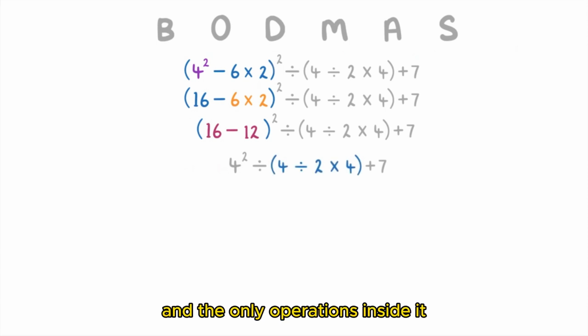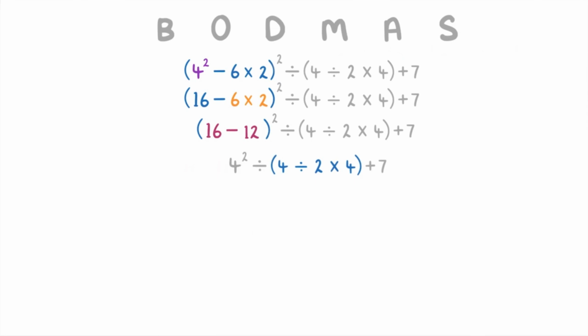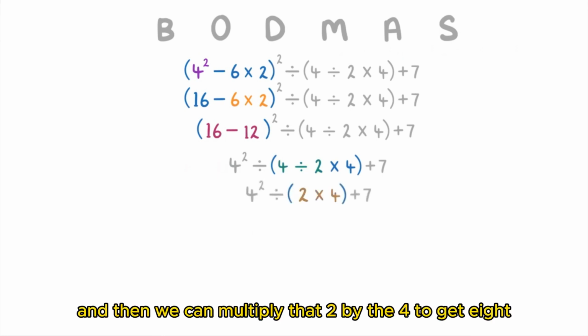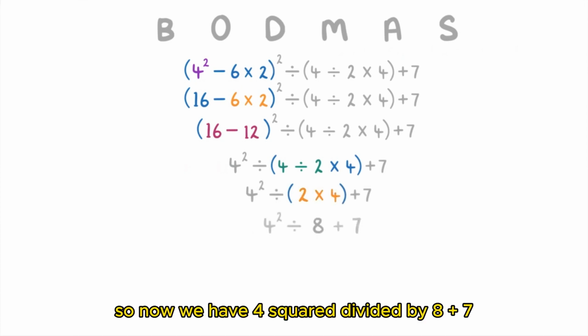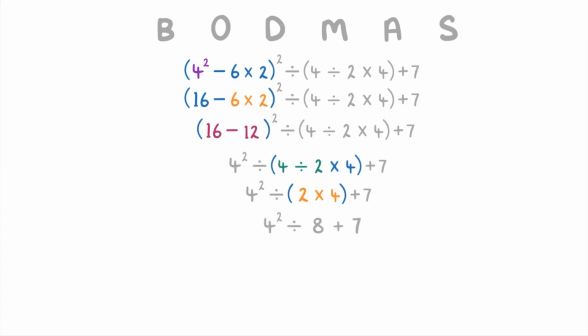And the only operations inside it are a division and a multiplication. So we do the division first. 4 divided by 2, which is 2. And then we can multiply that 2 by the 4 to get 8. So now we have 4 squared divided by 8 plus 7.